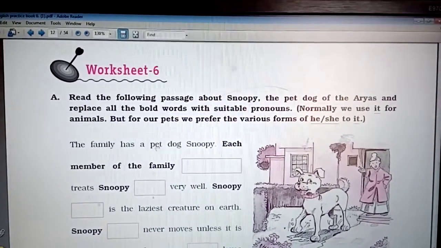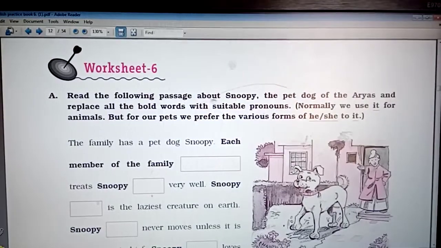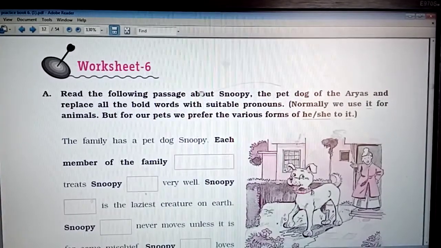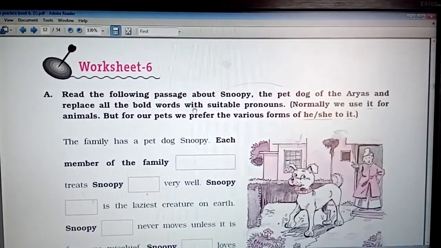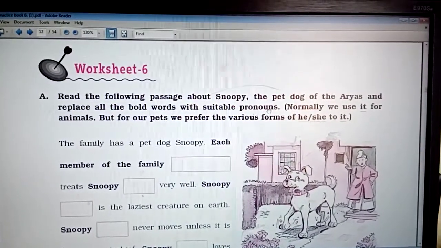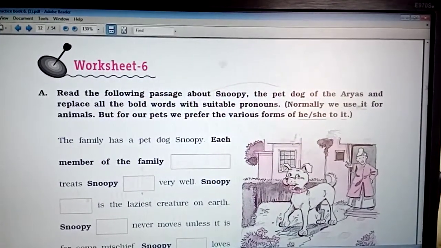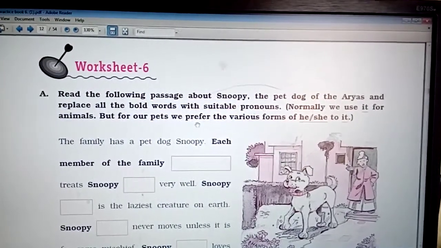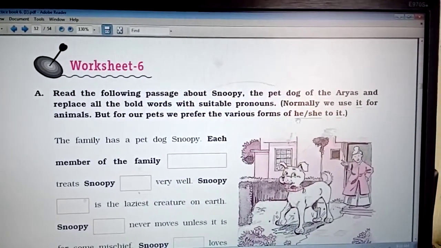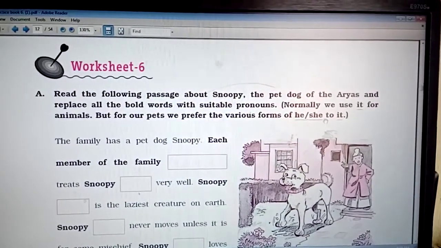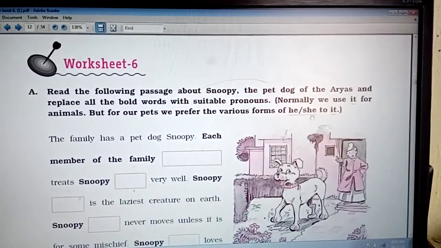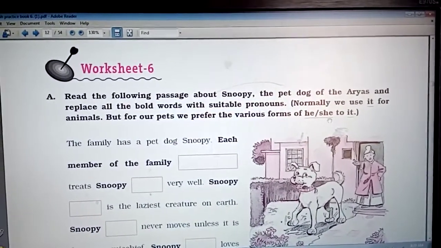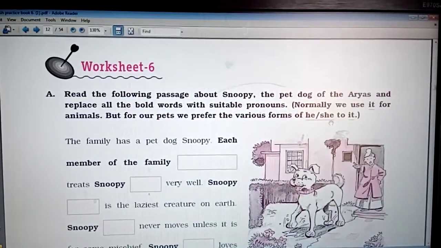Instruction is given here. Read the following passage about Snoopy, the pet dog of the Aryas, and replace all the bold words with suitable pronouns. Normally, we use it for animals, but for our pets, we prefer the various forms of he or she to it. He or she is the pronoun which will be used in place of the noun given in this worksheet.